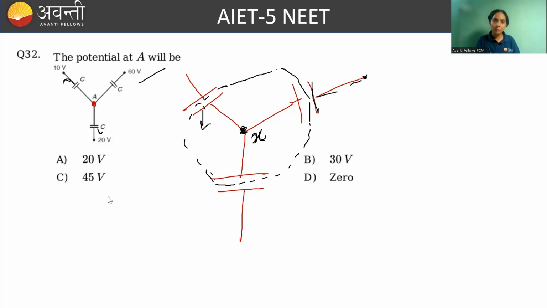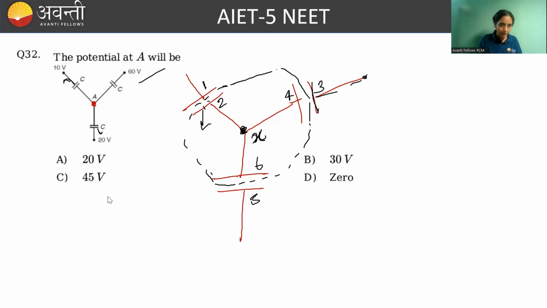If you see, the sum of charges on these three plates is going to be what? 0, I'm saying. Why? Consider this plate 1, this 2, this 3, this 4, this is 5, this is 6. So the sum of charges on 2, 4, 6 will be 0, because 2, 4, 6 are not supplied with any or not connected with any voltage source.